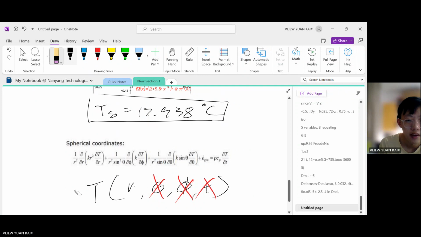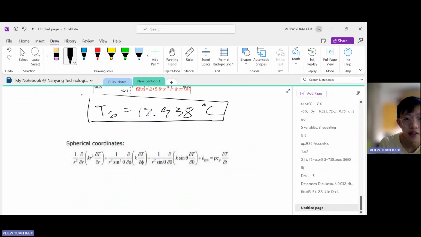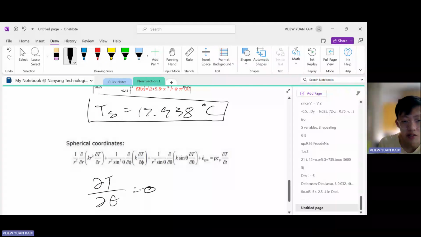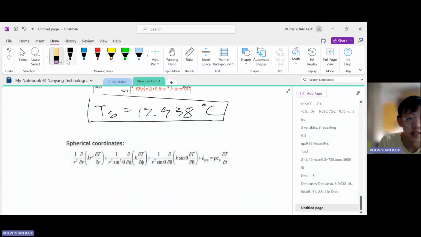Okay. So if I say that they are independent of theta, for example, that means d theta will be equal to 0. If I say that it's independent of phi, that means d theta d phi is equal to 0. So wherever you see the d theta d phi, you change it to 0. You see it over here and over here. So the whole theta and the whole phi terms, you can just remove. So this becomes 0, this becomes 0, and the reason is because this is a 1D problem now. And this one is also 0 because it's a steady state problem.